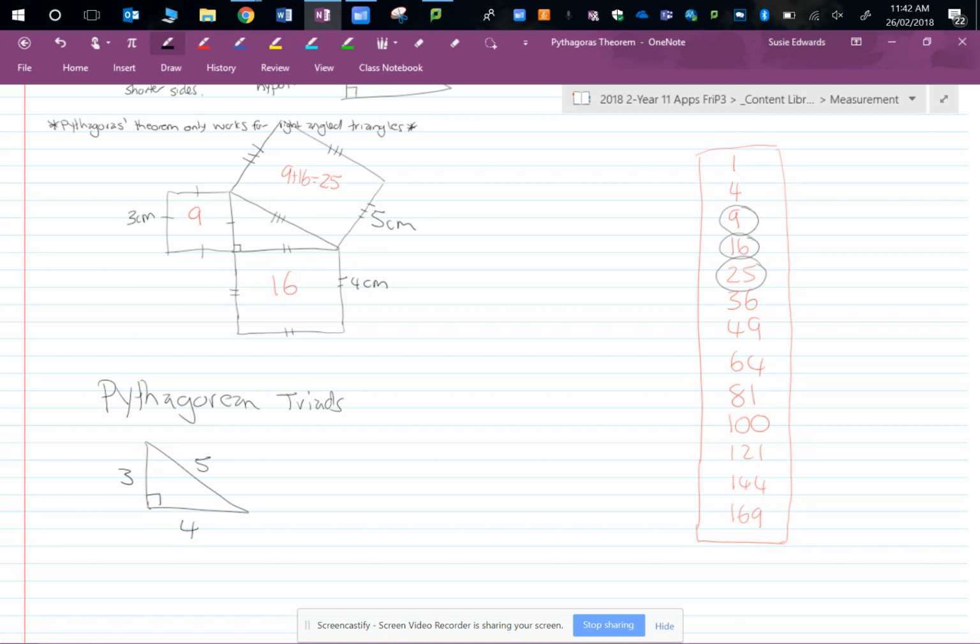Nine. Okay, it has to be two. Oh, so 9, no, that makes 34. Pythagorean triads.